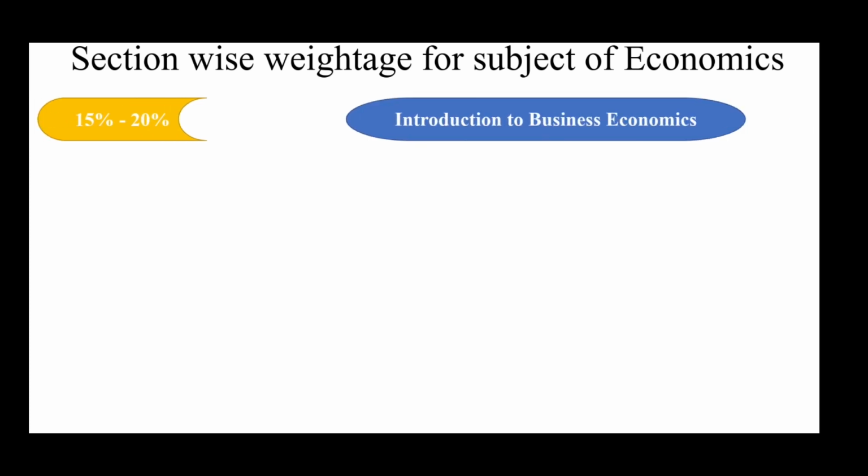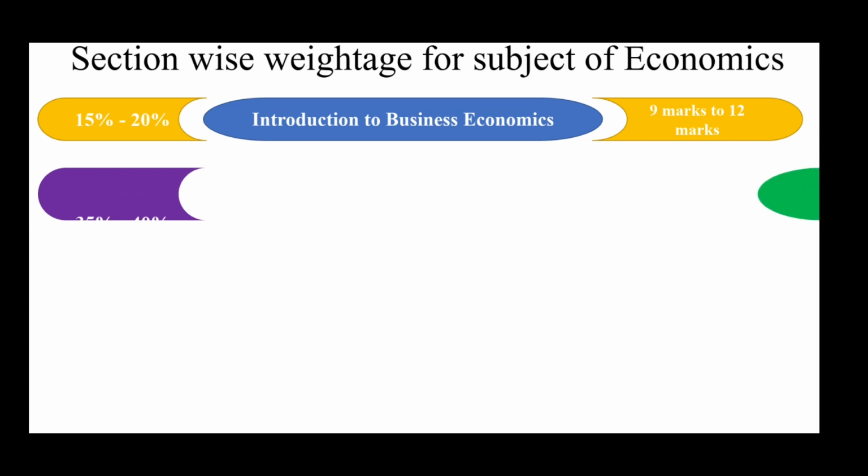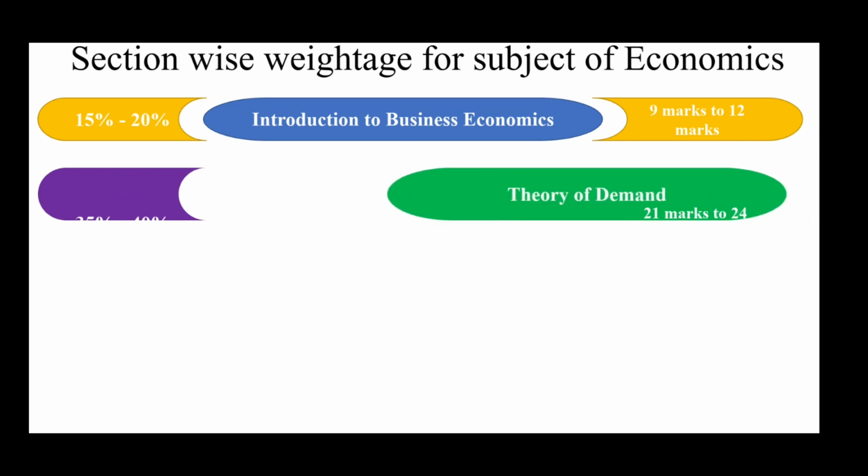Now I am going to discuss the chapter-wise weightage in the CA Foundation Economics course, the section-wise weightage for the subject of Economics. The first chapter, Introduction to Business Economics, covers around 15 to 20% of weightage. In terms of marks, 9 to 12 marks.